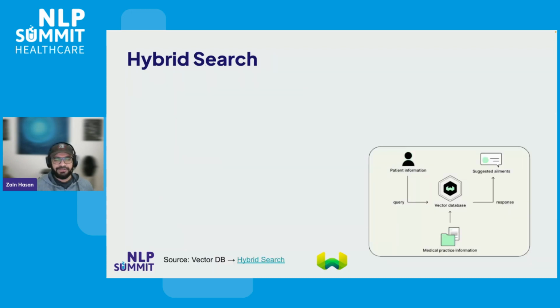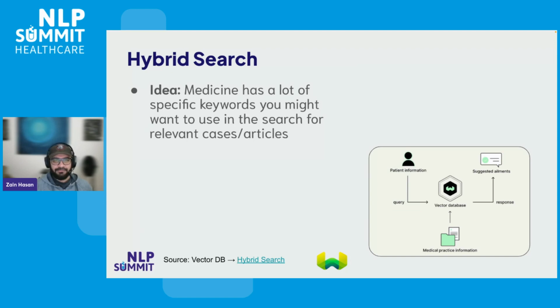Another type of optimization that we can do here is introducing hybrid search. And so this has to do with improving the vector database and how many relevant results you can get back from the vector database. And so the main idea here is that medicine as a domain has a lot of very specific keywords that you might want to search on, right? If a patient is on a very particular type of medicine, or they have a very particular type of symptom, or they have pain at a particular anatomy, those are keywords that you might want to match your reference patient cases and your reference articles for.